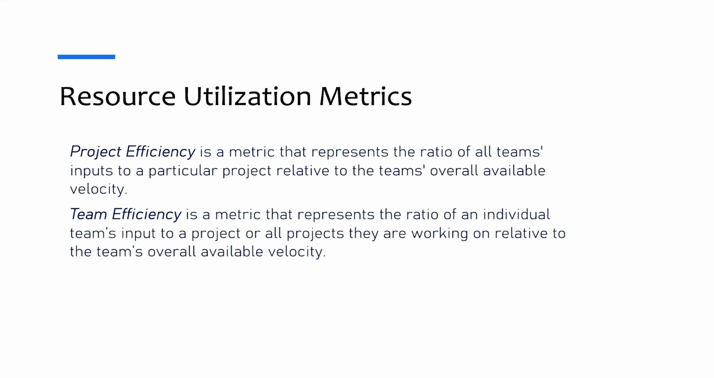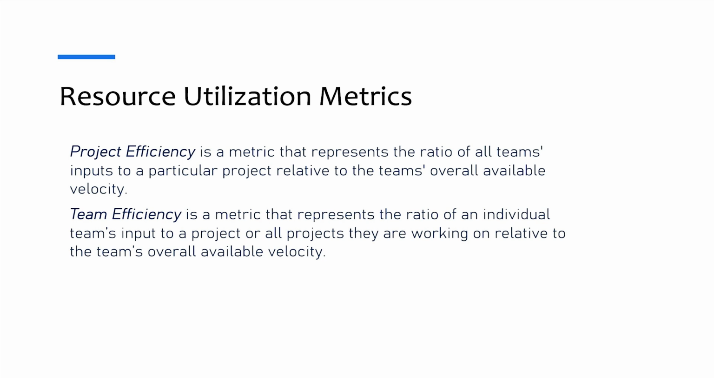Let's look at definitions. Project efficiency is a metric that represents the ratio of all teams' input to a particular project relative to the team's overall available velocity, whereas team efficiency is a metric that represents the ratio of individual teams' input to a project or all projects they're working on relative to the team's overall available velocity. In simple words, project efficiency is used to measure resource use from the perspective of a particular project, whereas team efficiency is looking from the perspective of resource use effectiveness for a particular team, which can be specifically relevant if they are working on multiple projects at the same time.